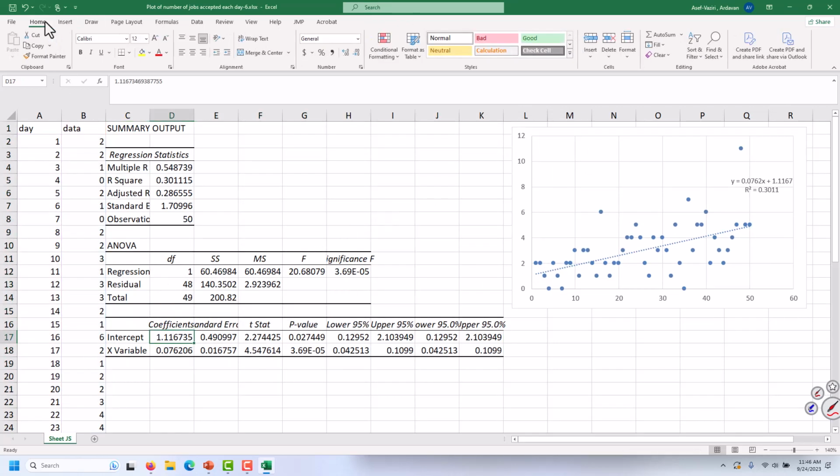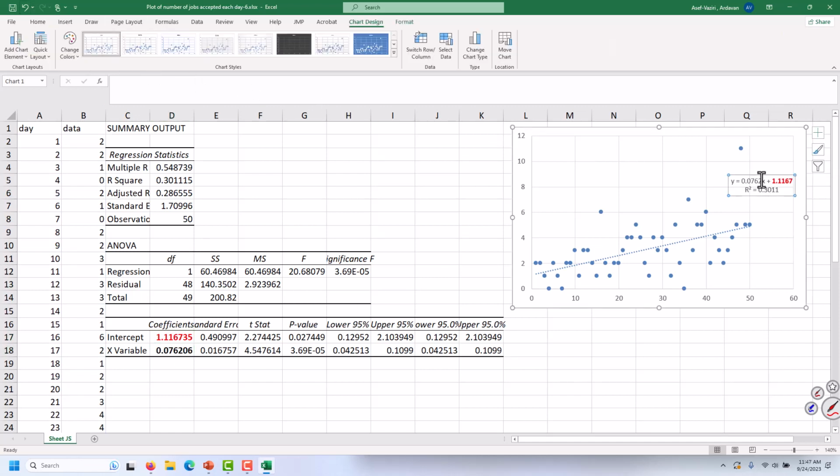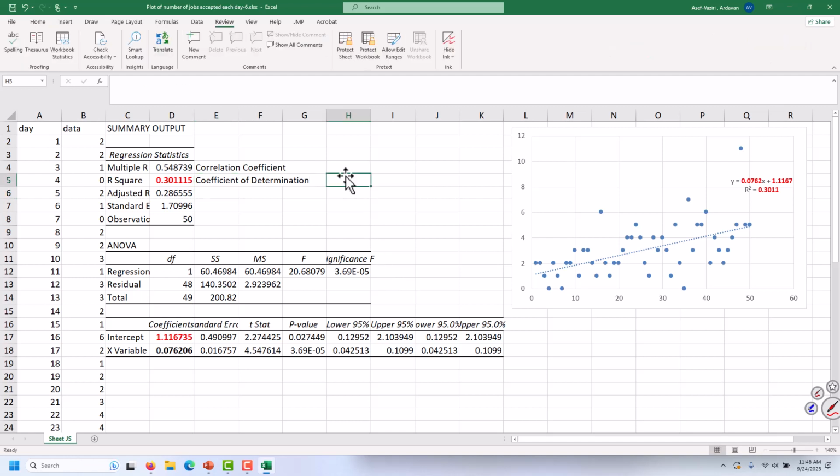This is the intercept, the same intercept as we had here. This is the slope. This is R-square, the same R-square as we had here. This is multiple R. Multiple R is also called correlation coefficient. R-square is also called coefficient of determination. R-square is equal to the correlation coefficient to the power of 2.